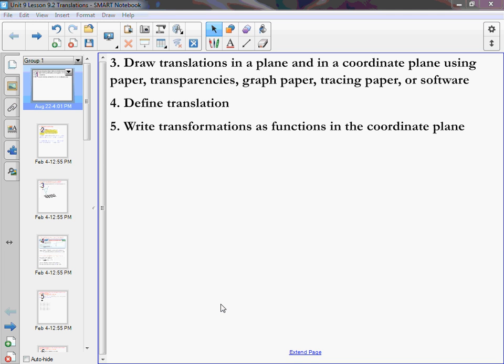On page 624, we're going to do translations. And we've got 3 learning targets here. The first one, we're going to draw translations in a plane and in a coordinate plane. We're going to define translation. And then we're going to write transformations, which in this case will be translations, as functions in the coordinate plane. And that's actually easier than it sounds.